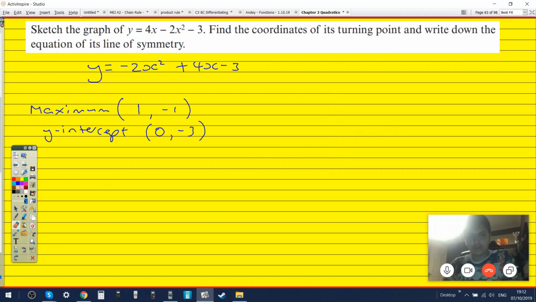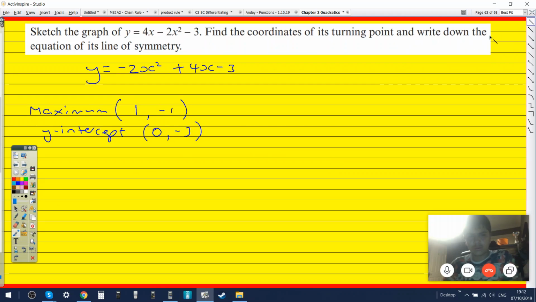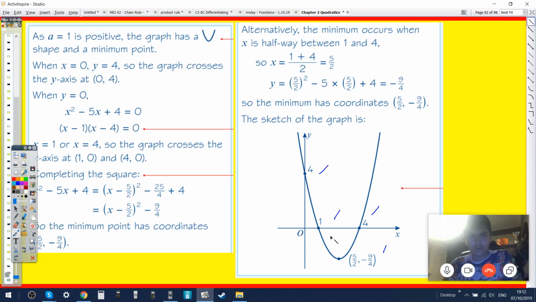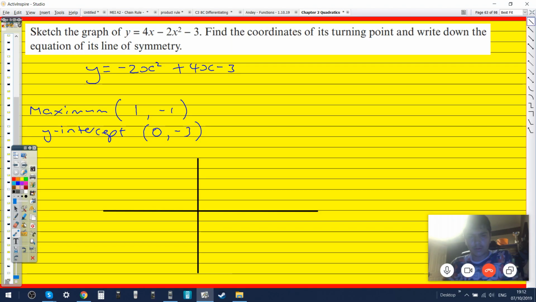So what shape will the graph be? Happy face, sad face. Oh, will it be a happy face? That would be if it was plus x squared. Right. This one, the x squared is negative, so it'll be the n shape.